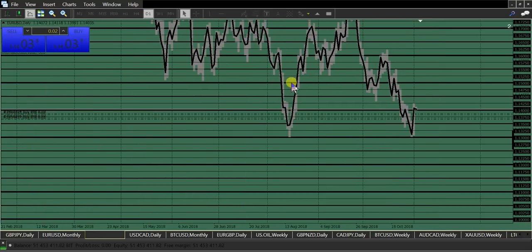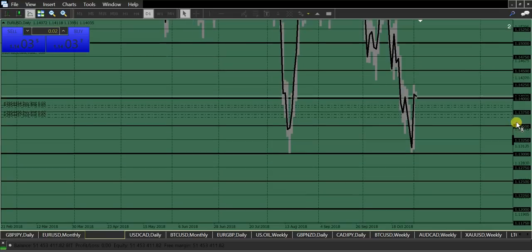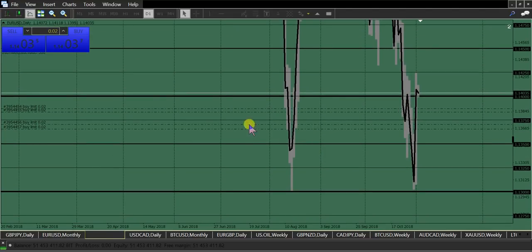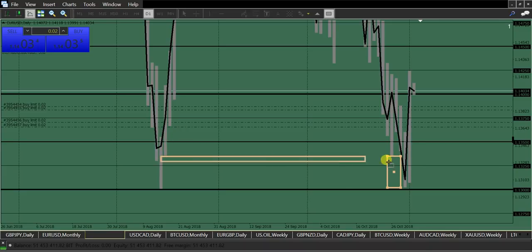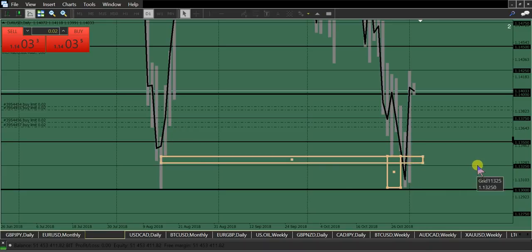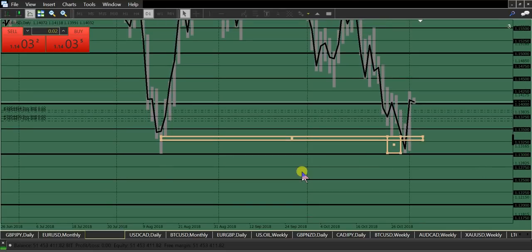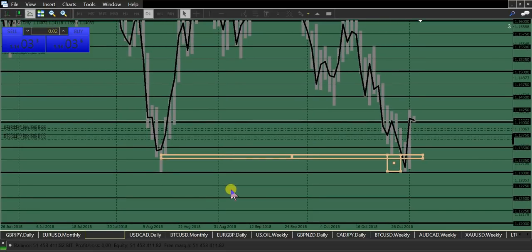I think on the daily it looks a little bit better here, because you can talk about this new low here, and then coming all the way back to this right there. That's quite a retest, 2 months back, 2.5 months back. Pretty amazing.